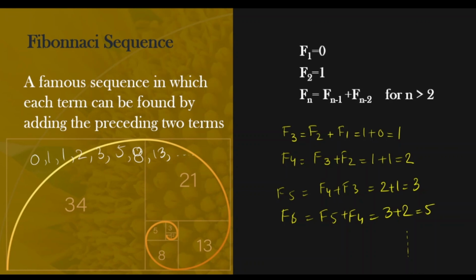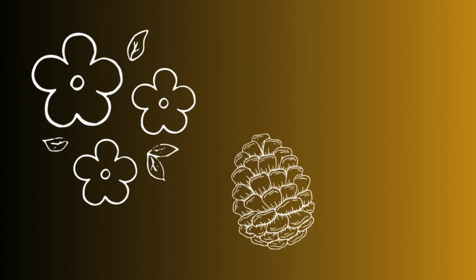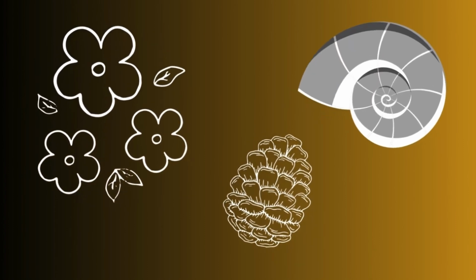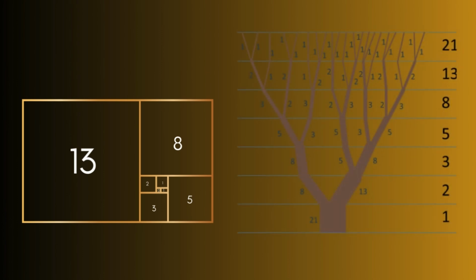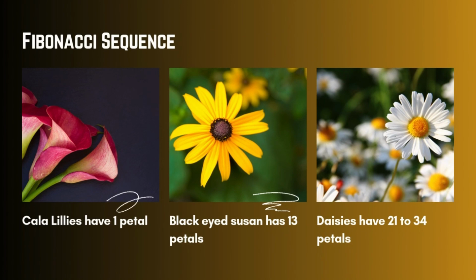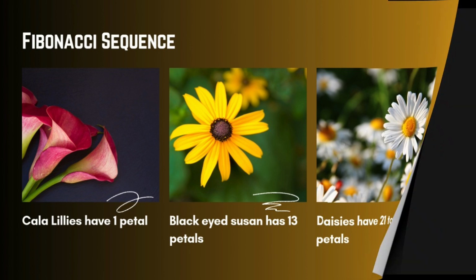So let's see the real life examples of the Fibonacci sequence. Sequences occur naturally in the number of petals, pine cones, and patterns of chambers in nautilus shells. Their growth follows the Fibonacci sequence, a famous sequence in which each term can be found by adding the preceding two terms. Some other examples are arrangements of tree branches and leaves, and patterns of flowers like calla lilies having one petal, black-eyed Susans with 13 petals, and daisies ranging from 21 to 34 petals.